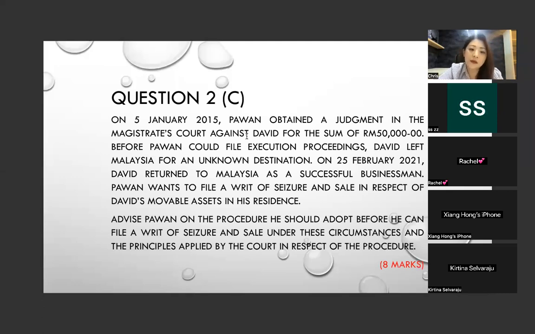For this particular question, it is very clear-cut that they are going to question you on the limitation period. So you can see that the judgment date is 5th of January 2015. And when David returned to Malaysia, already 6 years had passed. So the first thing will be the Limitation Act issue. Then the writ of seizure and sale. For this particular question, it carries 8 marks.